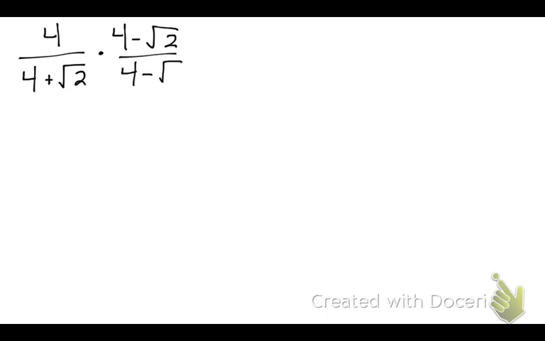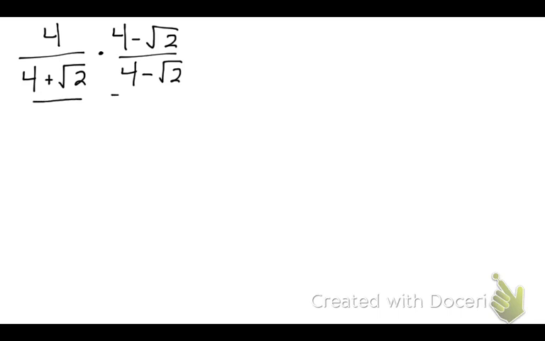Let's look at 4 over 4 plus the square root of 2. Now this is a problem because we have a square root in the denominator. And our method from the previous day won't work because we have a 2-term denominator. It's 4 plus root 2. We're adding things. So to rationalize this, we're still going to multiply by a form of 1. But we're going to multiply by 4 minus root 2 over 4 minus root 2.